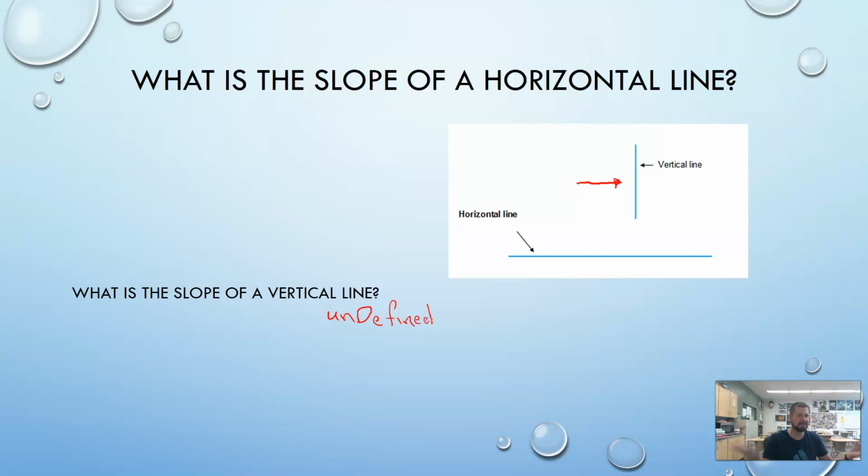We just have a slope that is not defined because we can't figure it out. If you're dividing by 0, you can't do that, but since there's no change in y, y2 minus y1 is going to give you 0. So that's why the slope of a vertical line is undefined.